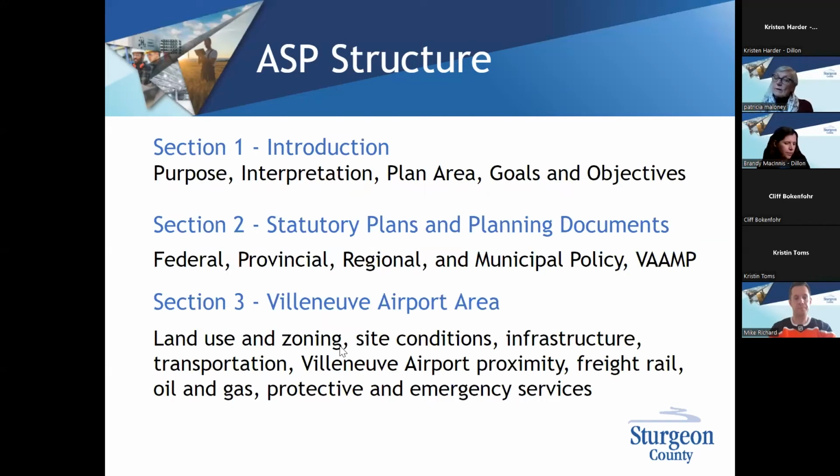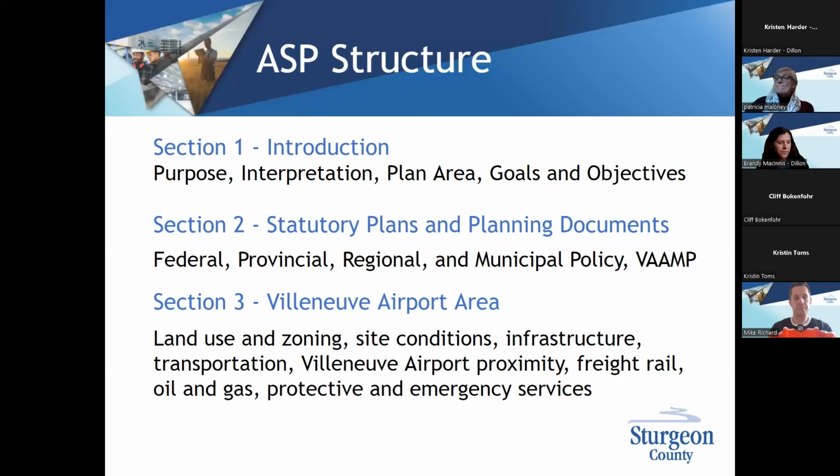Section 1 will include the purpose of the area structure plan and how terms in the ASP are to be interpreted by the county at the time of implementation or application. The section also includes a map showing the ASP boundary or the plan area, and section 1 concludes with the plan goals and objectives.